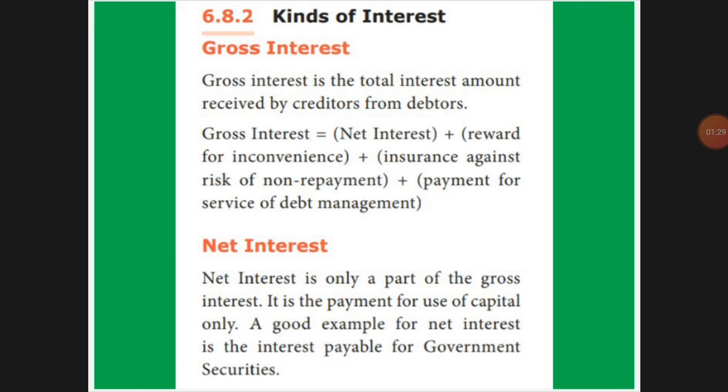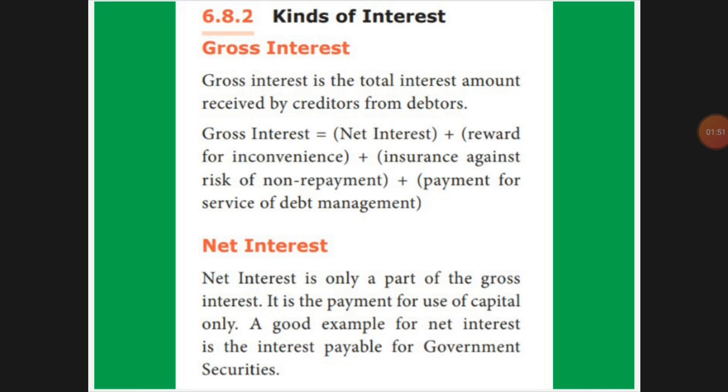So there are two kinds of interest: gross interest and net interest. Gross interest means the interest that creditors receive from debtors. As we said, in the example of a bank giving loans, the bank will be the creditor. The common people who take the loan from the bank become the debtors.